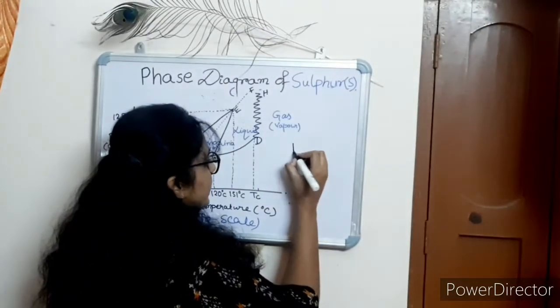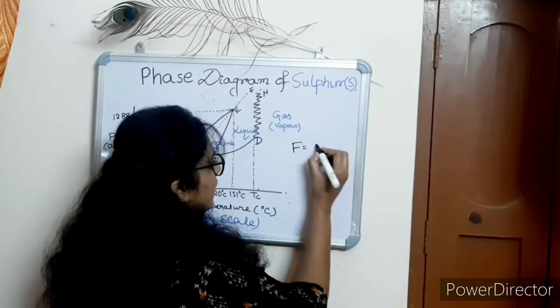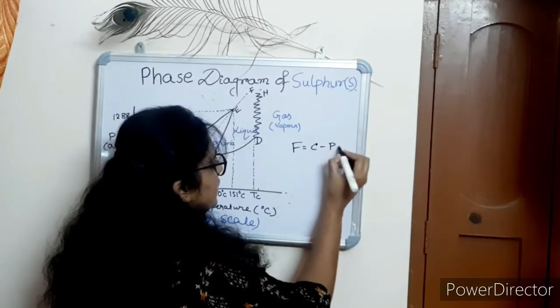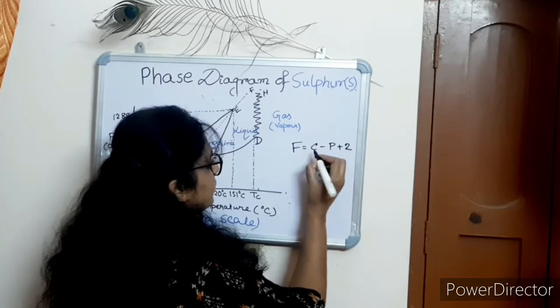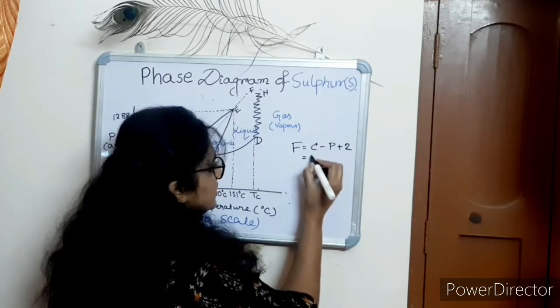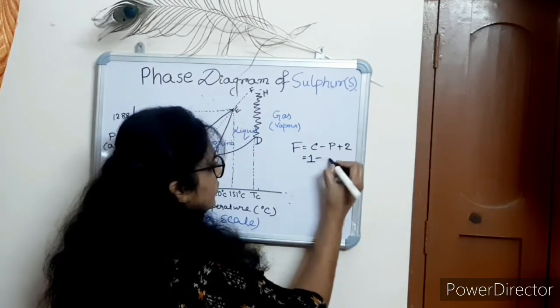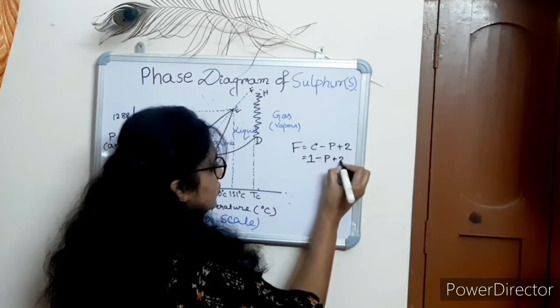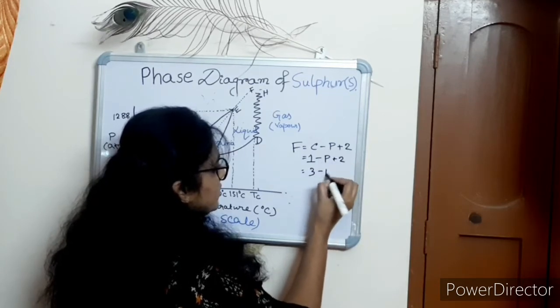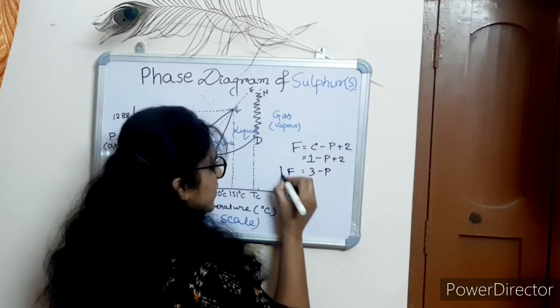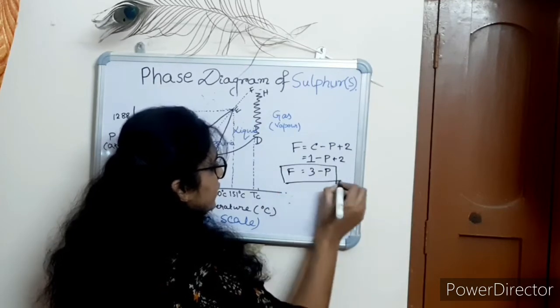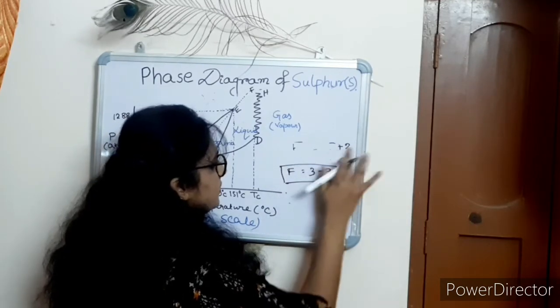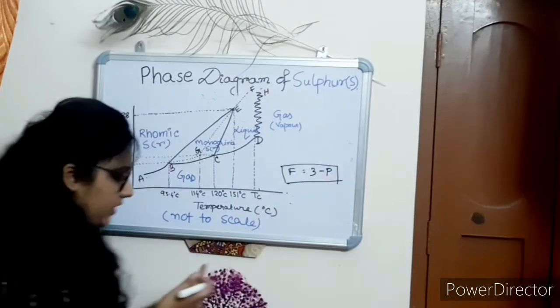From the phase rule we all know that F is equal to C minus P plus 2, and for a one component system C is equal to 1, then 1 minus P plus 2, that means 3 minus P. The equation of degree of freedom for a one component system is F equals 3 minus P.